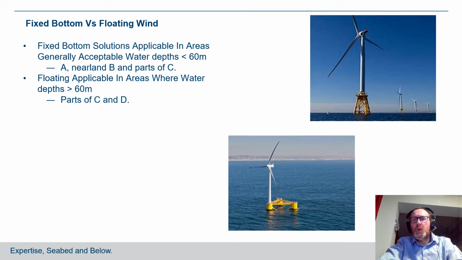However, when you move along the Korean Strait and then into the Eastern Sea, the water depths get much greater than 60 meters. Then floating wind farms become probably the only viable solution, and that is the solution you'd probably look at for parts of C and also D.